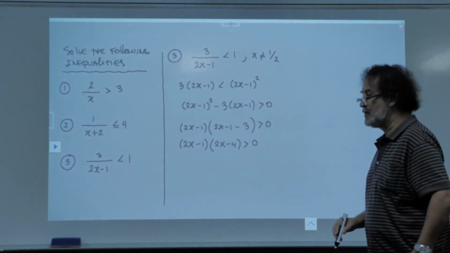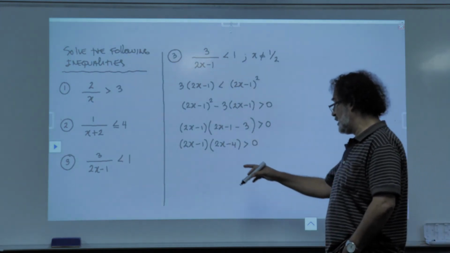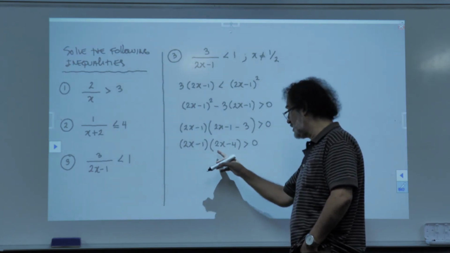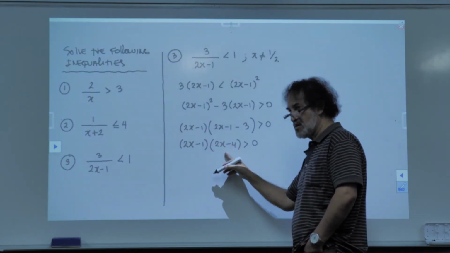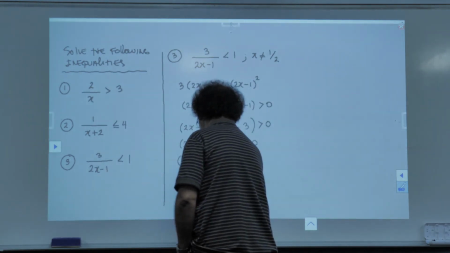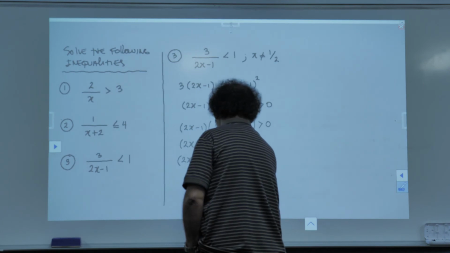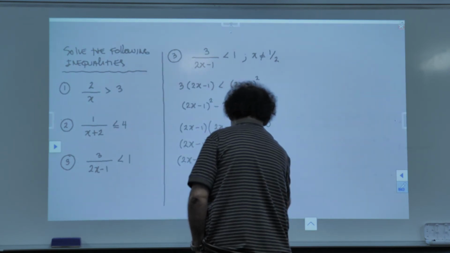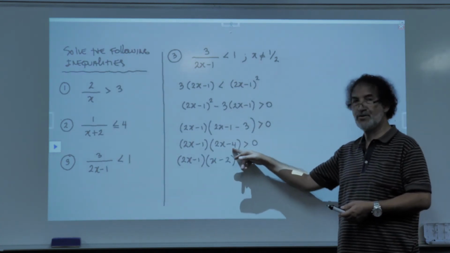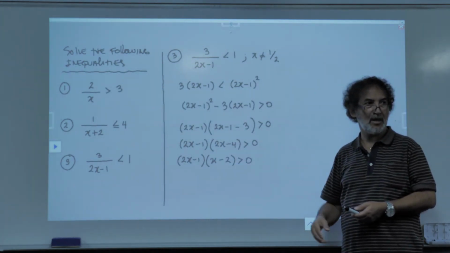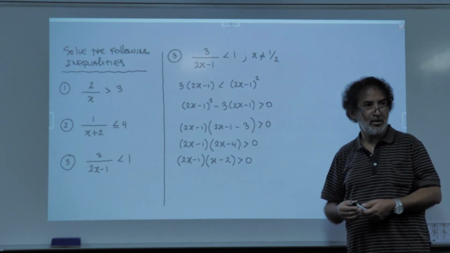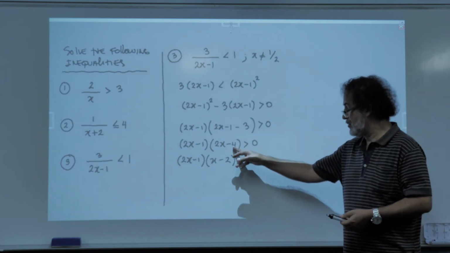All right? And we can even simplify this by dividing by 2. So I'm going to divide this by 2. Can you see that? That means this is going to be the same as 2x minus 1 and then x minus 2 greater than 0. We divide by 2. Yeah, but doesn't that mean we need to take a 2 out the front? No. Because if you divide that, it's factorized.